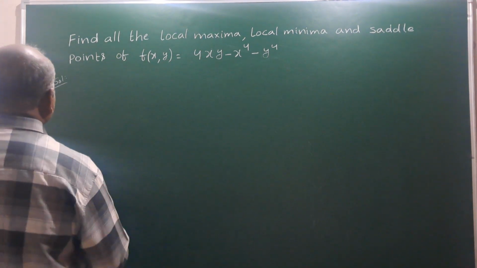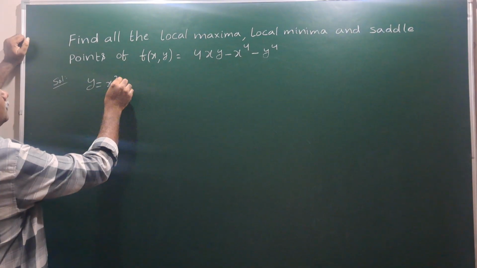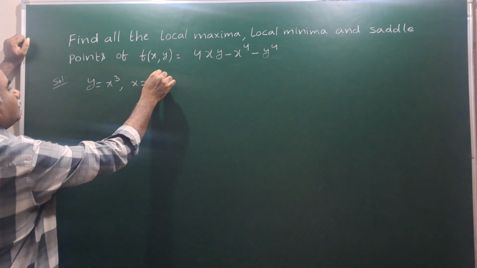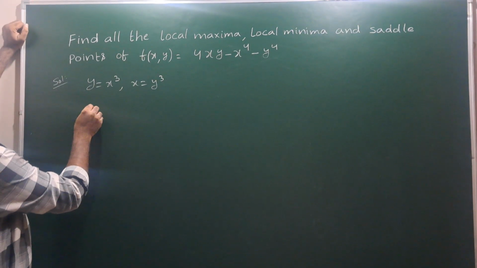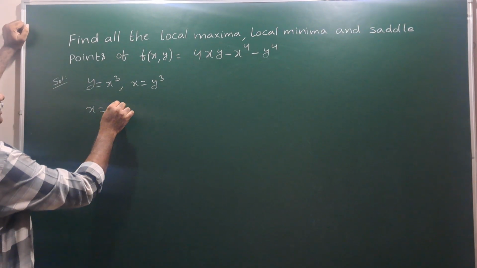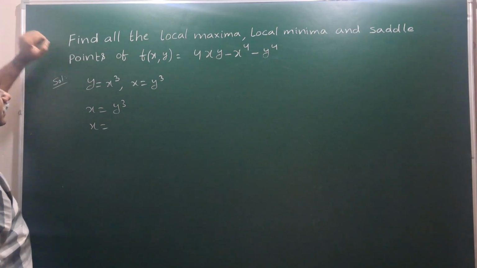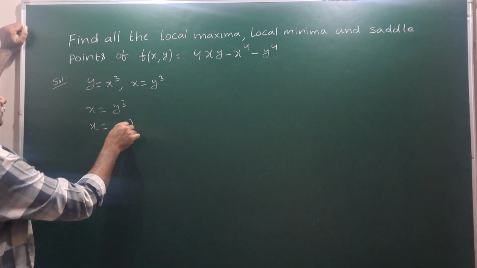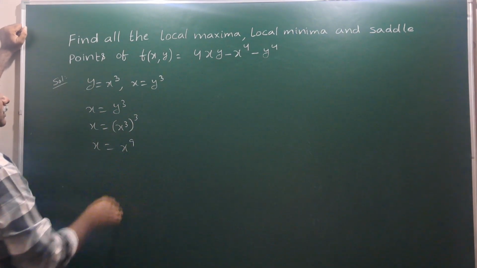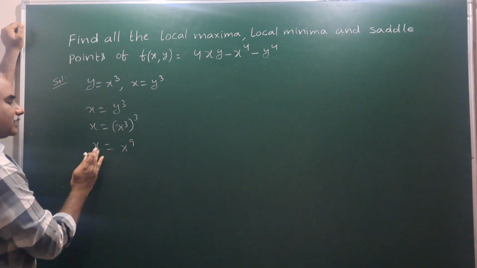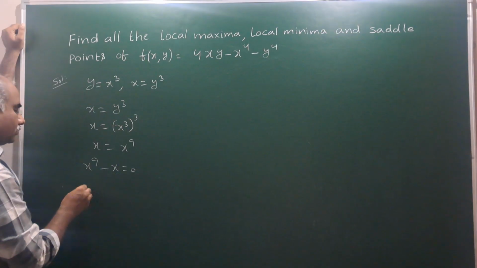Okay, continuation. y = x³, x = y³. So we have the equations like this. Take the equation x = y³. Since y = x³, we get (x³)³, so x = x⁹. Transposing x to the right side, we get x⁹ − x = 0.